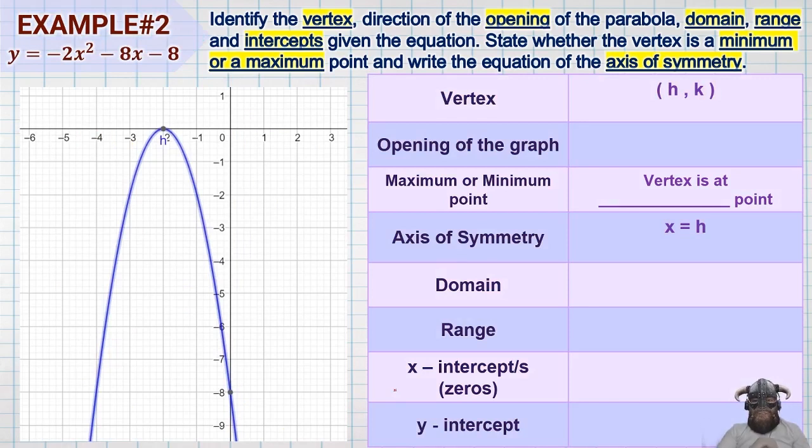Okay, let's discuss another example. So, example number 2, no? Iba naman yung kulay. Next, so we have the given y is equal to negative 2x squared minus 8x minus 8. So as you can see, here's already the graph. So all we need to do is to identify the characteristic. So parehas lang din naman. So same step. All we need to do is to identify first the vertex, wherein we define it as hk.